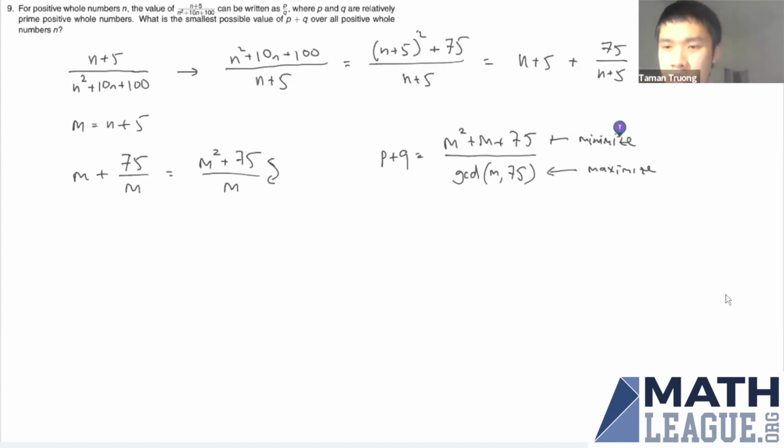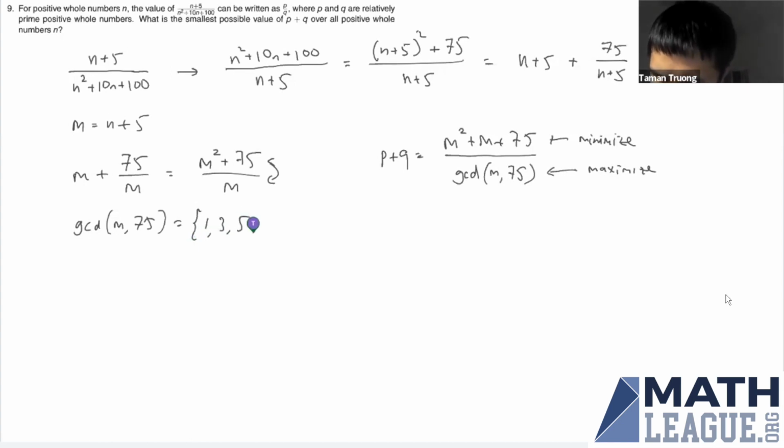As it's a fraction, since there's a numerator and denominator, if you want it to be small, the numerator needs to be small because that's your top term. And then since you're dividing by something, you want that division to be as maximal as possible. So when you divide one number by a larger number, that becomes a smaller number. And so here we see that with the greatest common divisor of m and 75, you're going to get all the factors of 75. That's going to be 1, 3, 5, 15, 25, and 75.